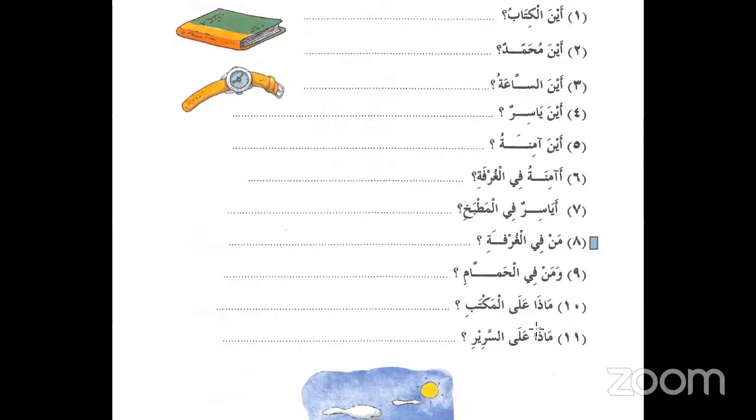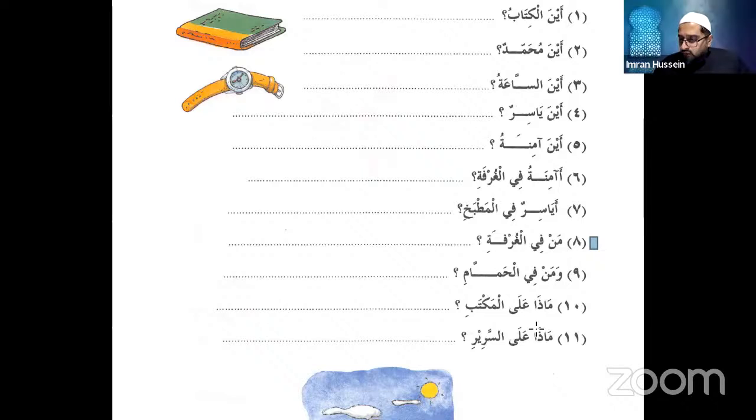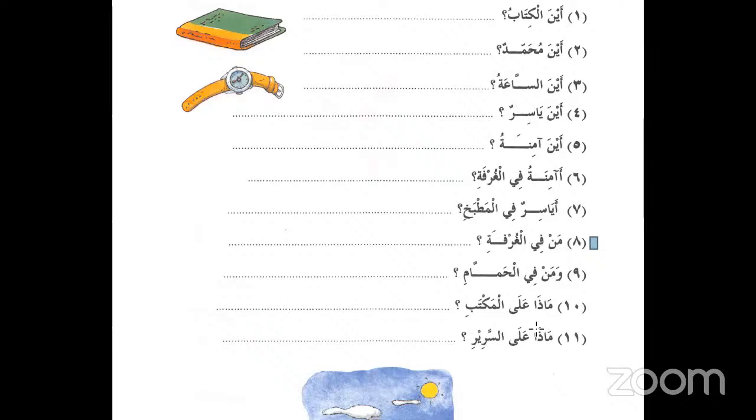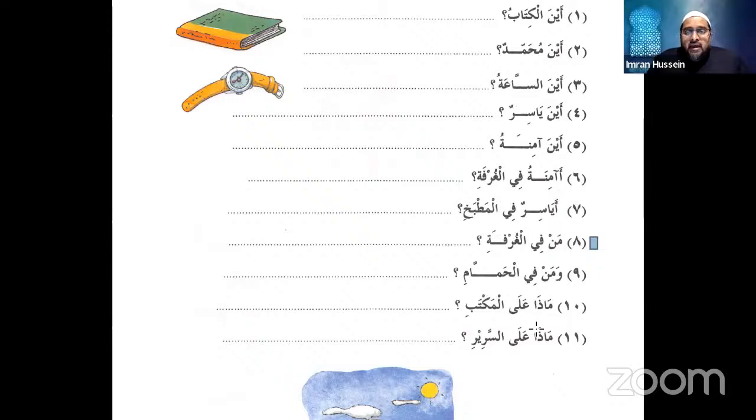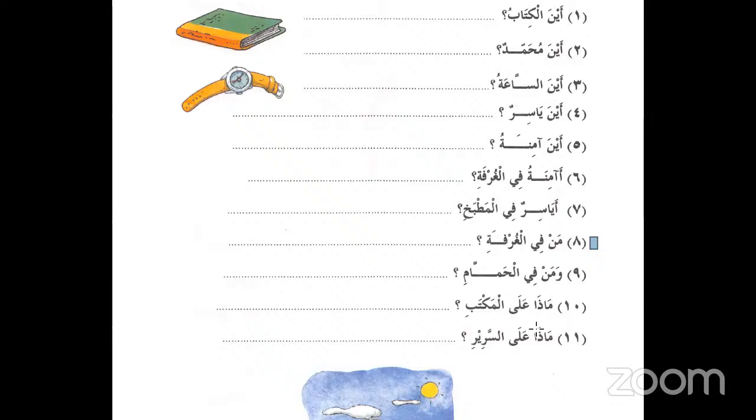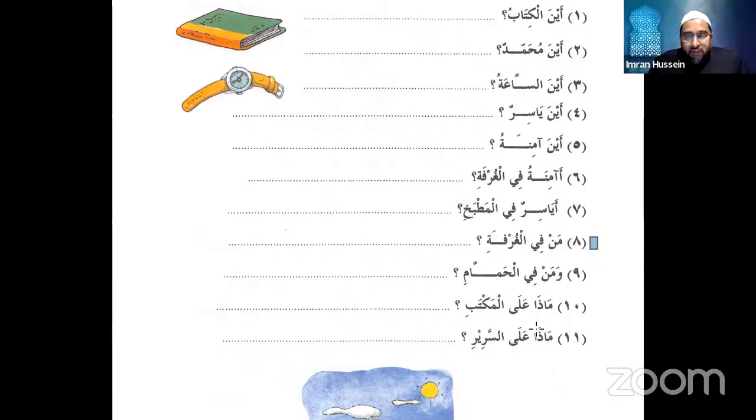Aminatul Mami, correct. Next one. What is on the desk? What is on the table? I want you to say the notebook is on the table. Ad-daftaru alal maktabi, correct.